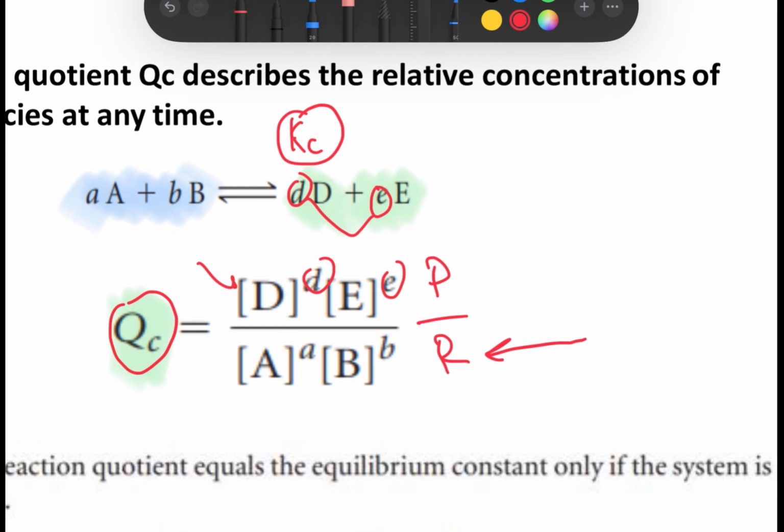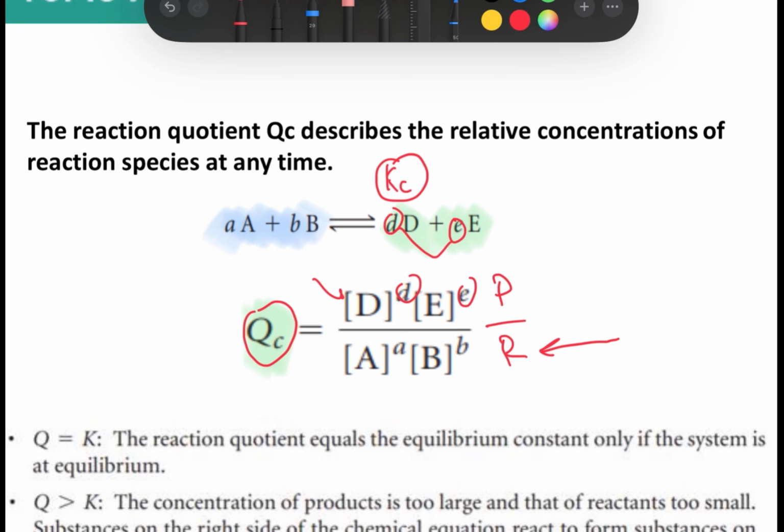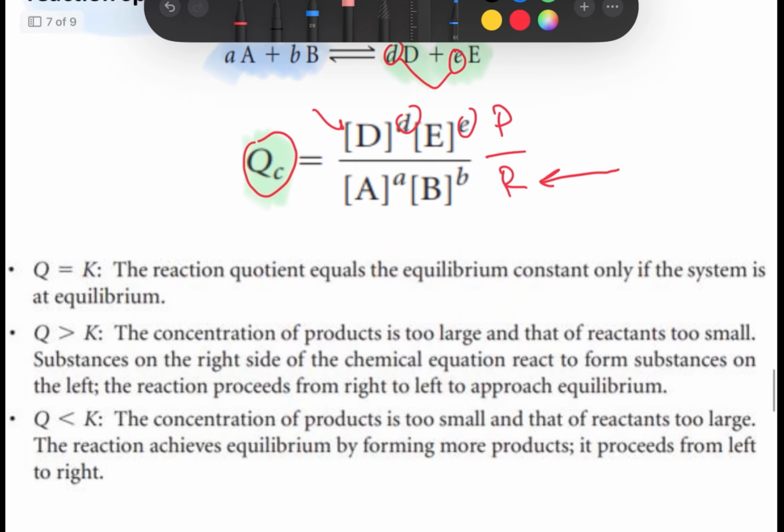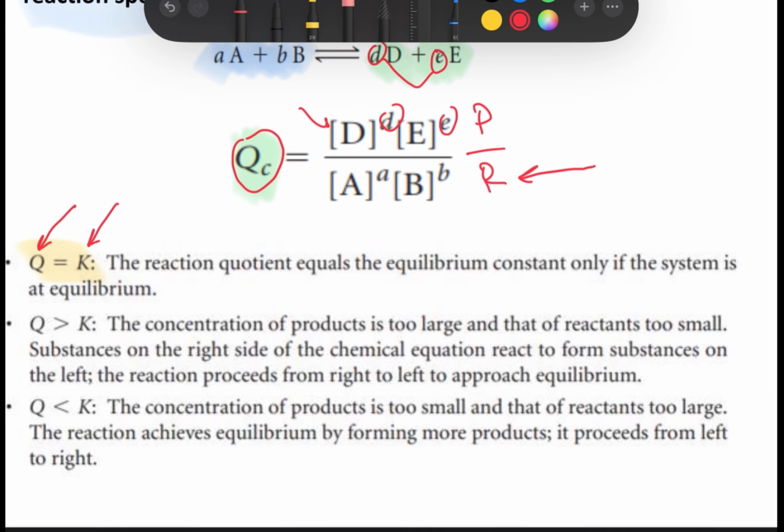But the question now is, what does Q tell us? The reaction quotient Qc describes the relative concentrations of reaction species at any time. So we have 3 rules for that, and now let's cover each one apart. Rule number 1 says if the values of Q and K are equal to each other, then we can say the reaction or the system is at equilibrium.